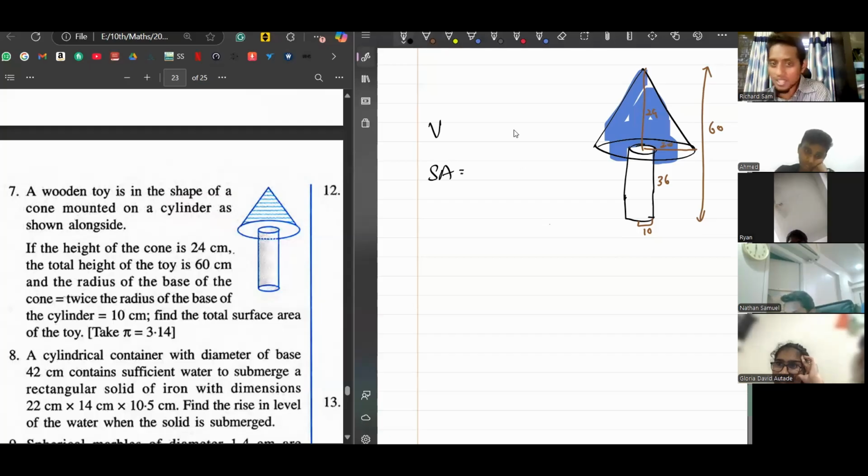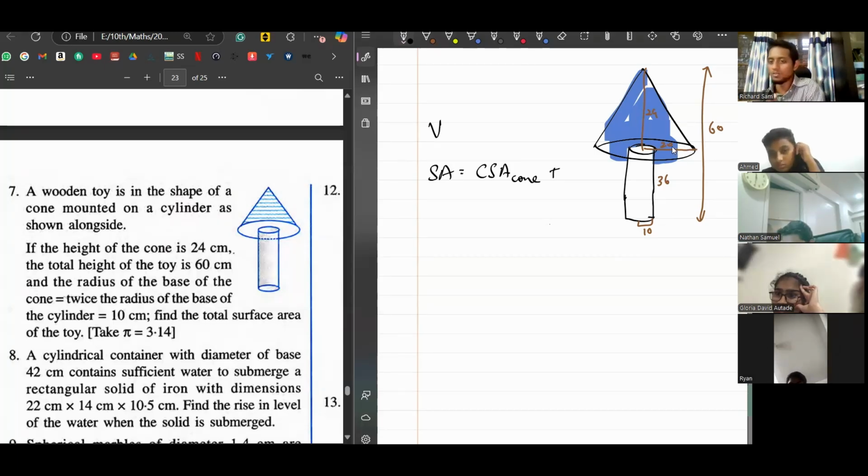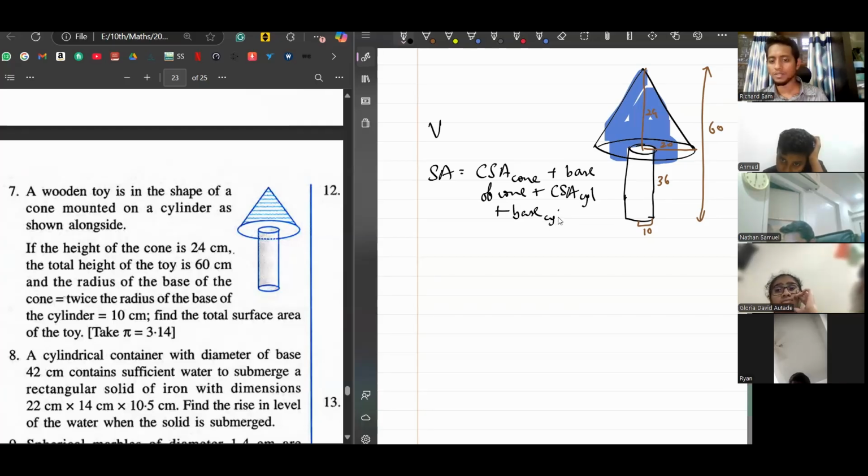You have to derive the formula, starting from the top. So first is what? The curved surface area of the cone, plus this ring here, the base of the cone, which is partially covered. We'll just call it base of cone, plus curved surface area of cylinder, plus base of the cylinder. These are the four surfaces.